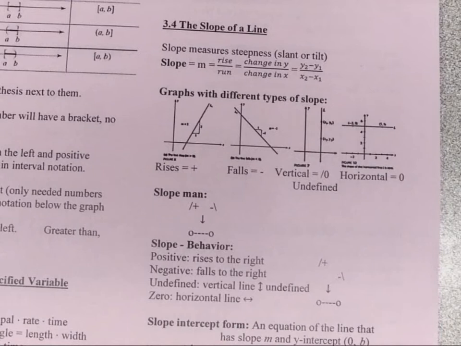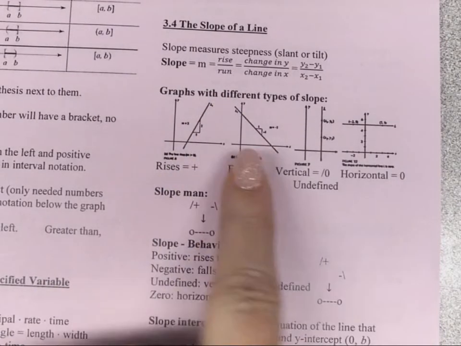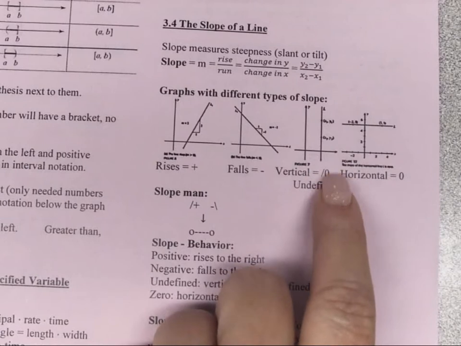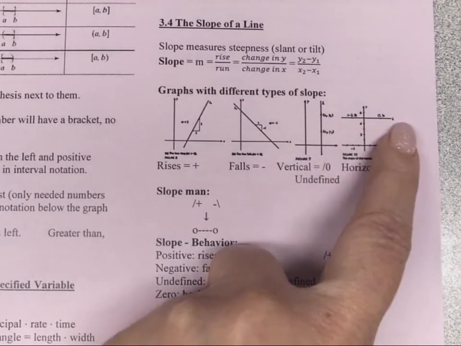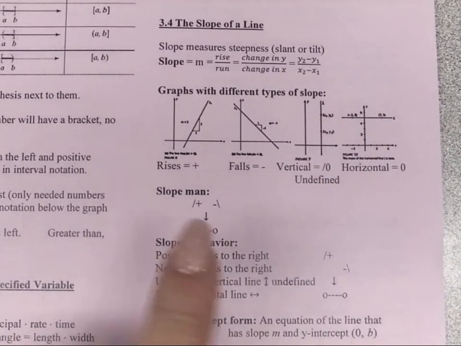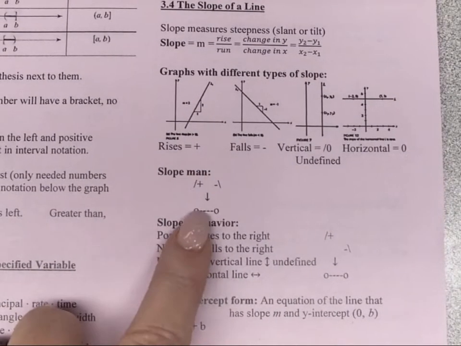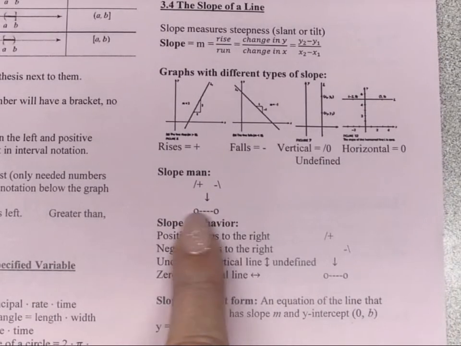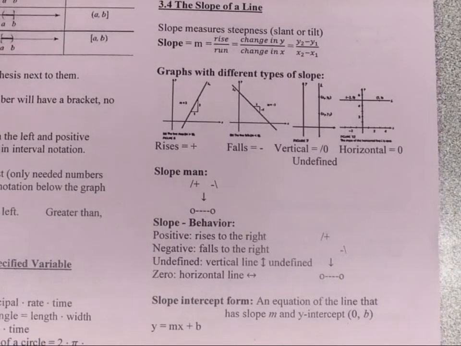So graphs with different types of slopes. You can have one that rises, one that falls. You can have a vertical line, which is where you get a problem that is divided by 0, which is undefined. And then you can have a horizontal slope, which is a slope of 0. So there's a little guy called Slope Man. You can think about that. He's got a rise, a fall, got a little V here for the vertical, and then 0 slope is going to be your horizontal line. So let's go find some slopes.